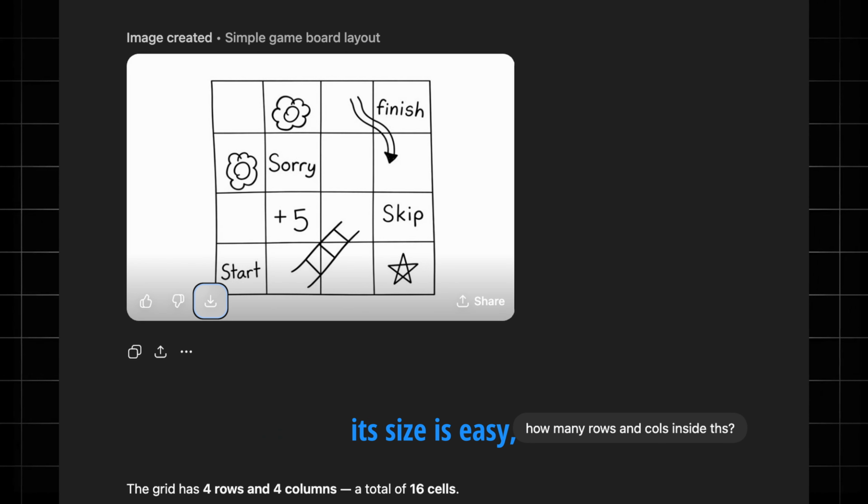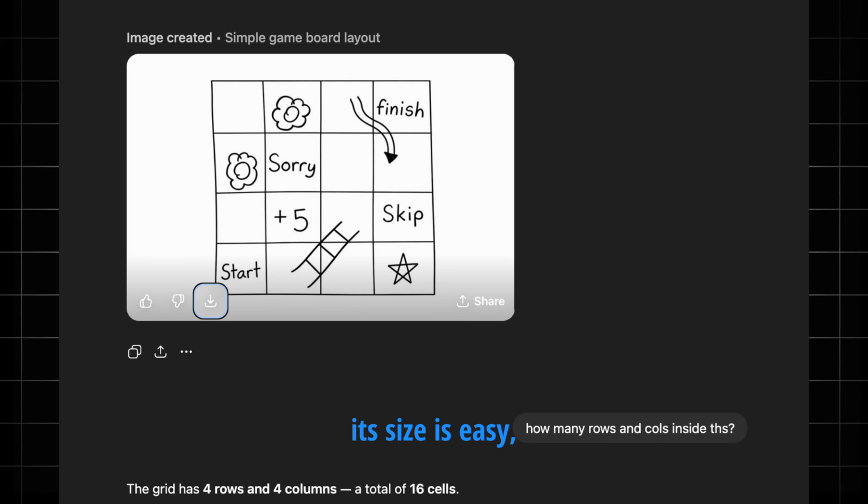And what's the final idea? Detect the outer boundary, then rectify the grid, and then find the horizontal and vertical lines parallel to the outer grid, and then count those vertical and horizontal lines to detect the right number of rows and columns inside the grid. So how does our pipeline work?